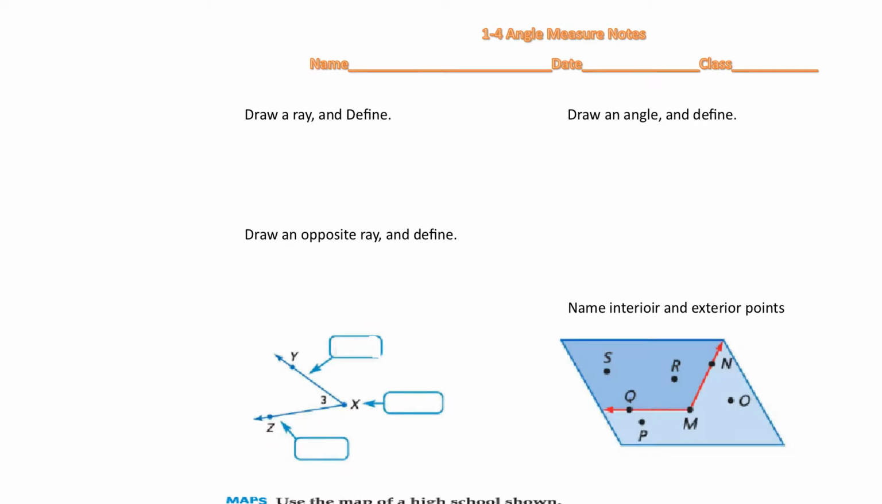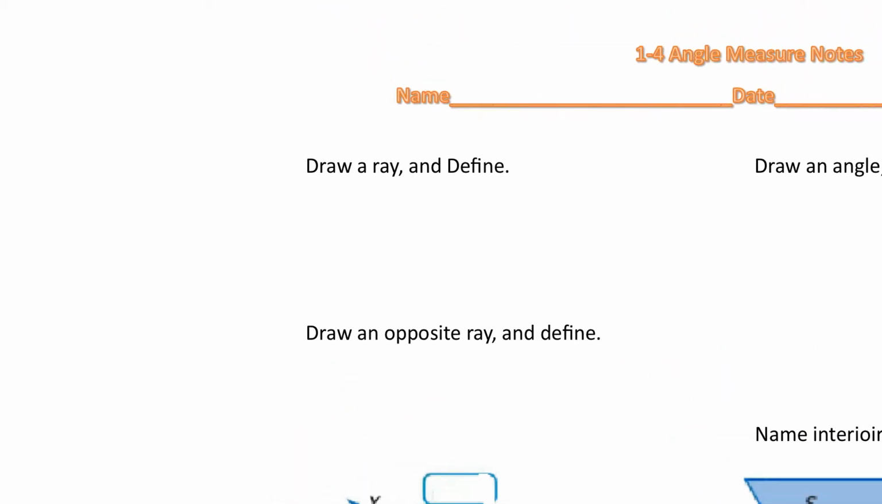So, all right, on this first one, draw and define a ray. So look back at your vocabulary. That vocabulary page, I think we did back on the 27th. The Geometry Unit 1 vocabulary terms. Somebody look back on there.